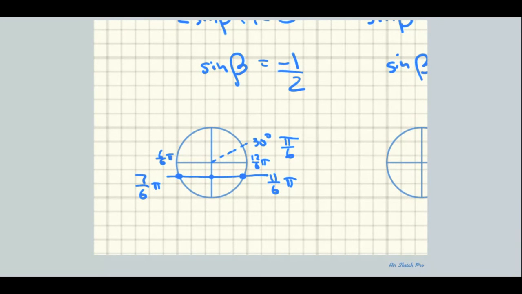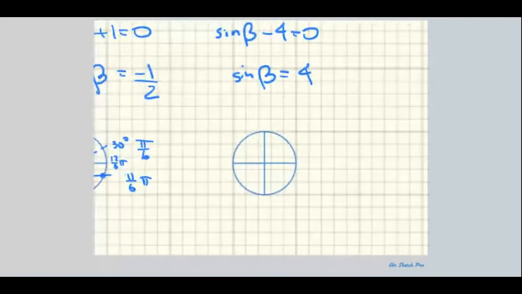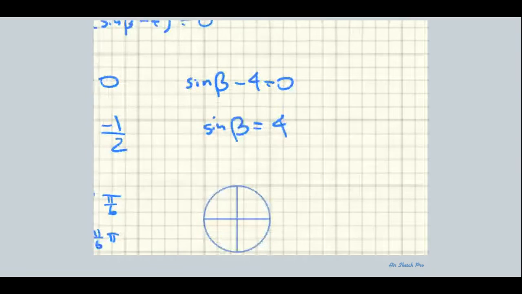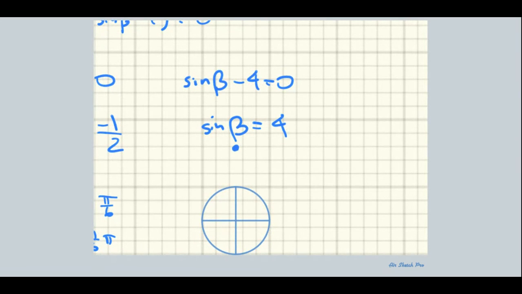On the other one, I have sine is 4. Sine is a y thing, yeah? That puts it way up here, right? No solutions from that half.